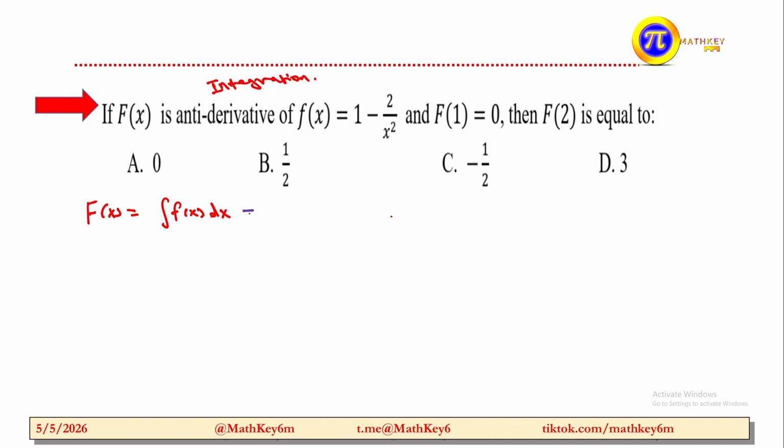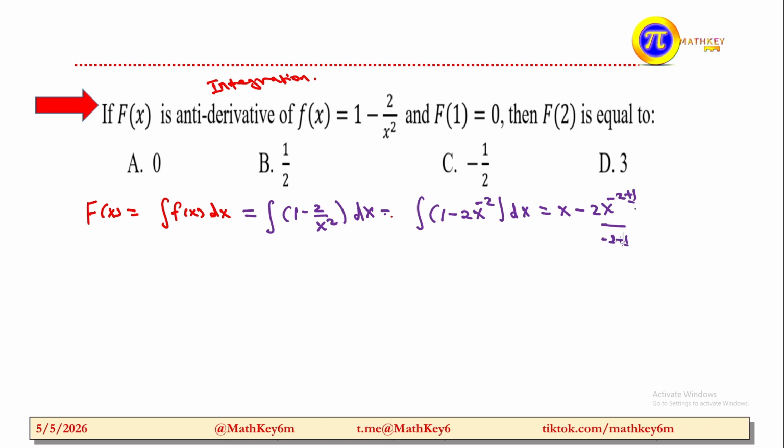Since small f(x) is given, F(x) equals the integral of 1 minus 2 over x squared with respect to x. Antiderivative means integration. Take x squared to the numerator, so it becomes x to the power of negative 2. The integral of the constant 1 is x, minus 2 times x to the power of negative 2 plus 1, because in integration we add 1 to the power, as in derivative we subtract 1.